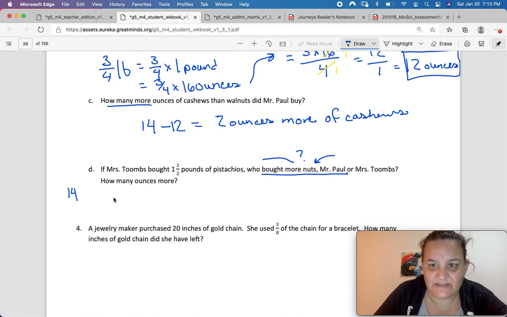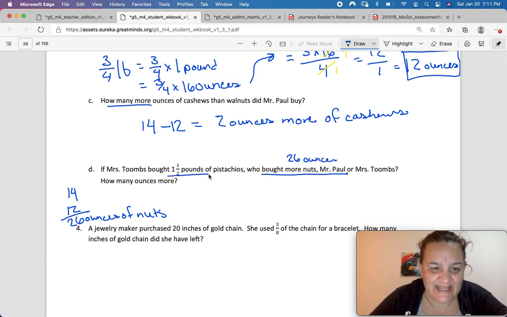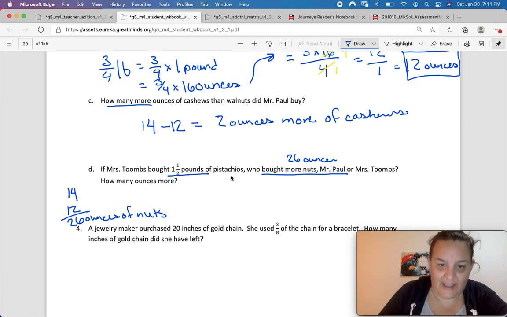of cashews and the 12 ounces of walnuts. And altogether he bought 26 ounces of nuts. Okay, so we needed to know that to solve this problem. That was a pretty quick little question there. So 26 ounces is what he bought. Now we have to figure out how many she bought, but in ounces, because they gave us hers in 1.5 pounds.